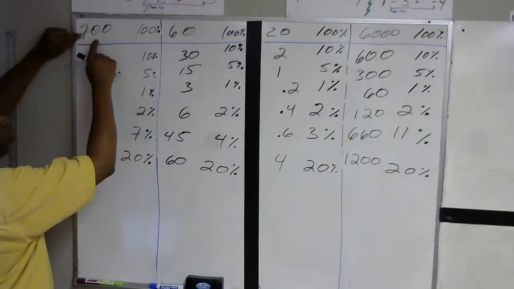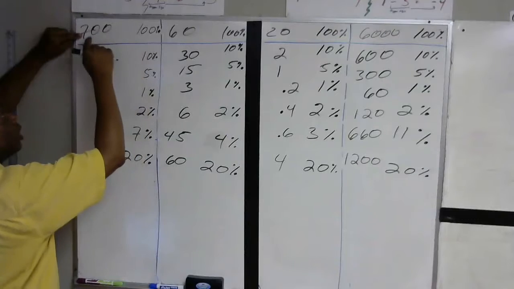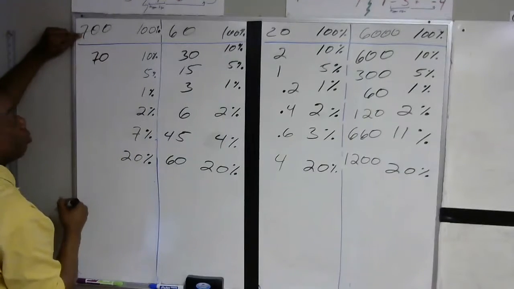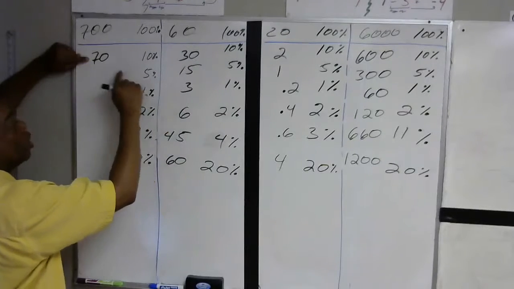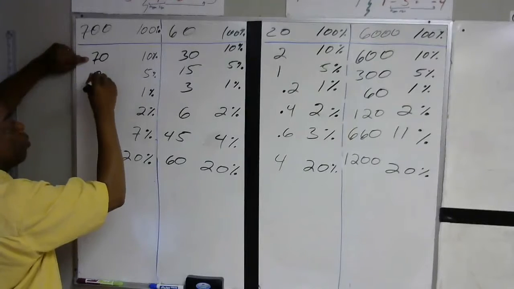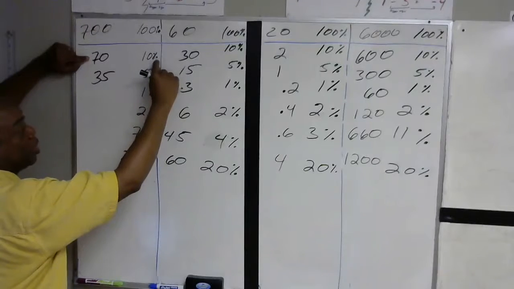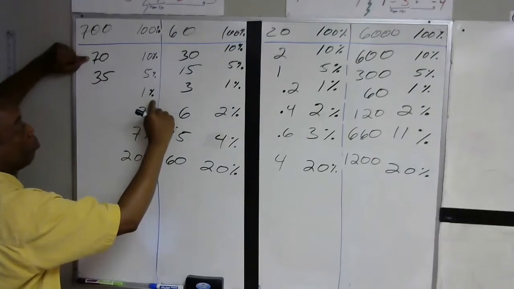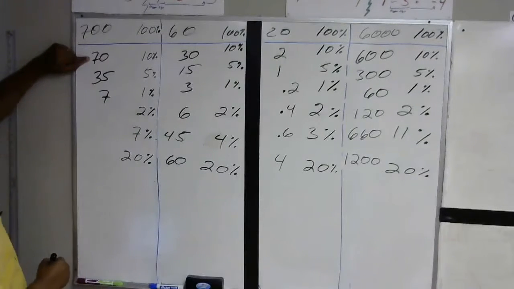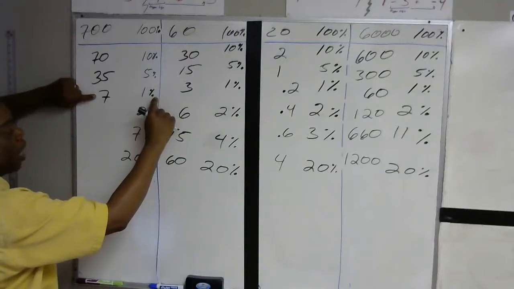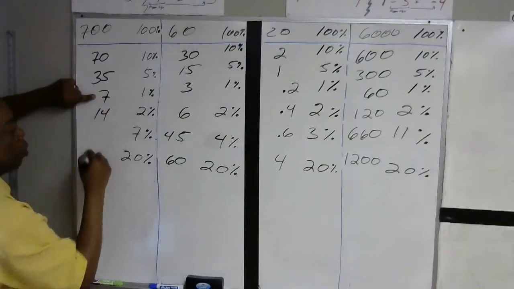This is 100%. This is the original, 700. 100% divided by 10 is 10%. 700 divided by 10 is 70. 10% divided by 2 gives you 5%. 70 divided by 2 gives us 35. For 1%, we're going to use 10%. 10% divided by 10 is 1%. 70 divided by 10 is 7. 1% times 2 is 2%. 7 times 2 is 14.